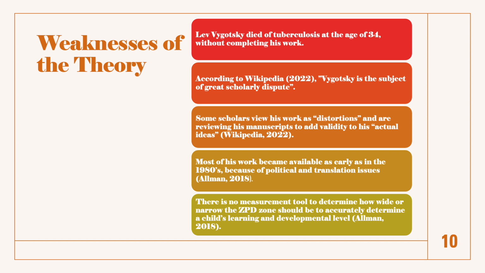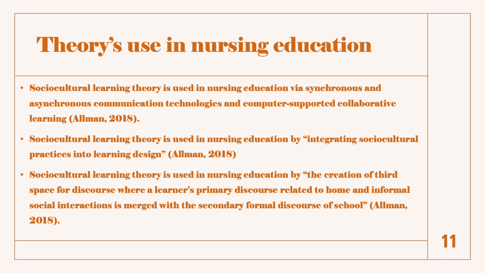Weaknesses of the theory: Lev Vygotsky died of tuberculosis at the age of 34 without completing his work. According to Wikipedia, Vygotsky is the subject of great scholarly dispute. Some scholars view his work as distortions and are reviewing his manuscripts to add validity to his actual ideas. Most of his work became available as late as the 1980s because of political and translation issues. There is no measurement tool to determine how wide or narrow the ZPD zone should be to accurately determine a child's learning and development level.